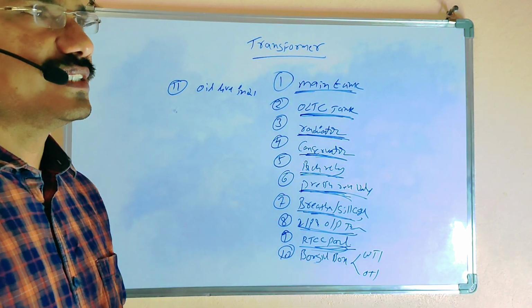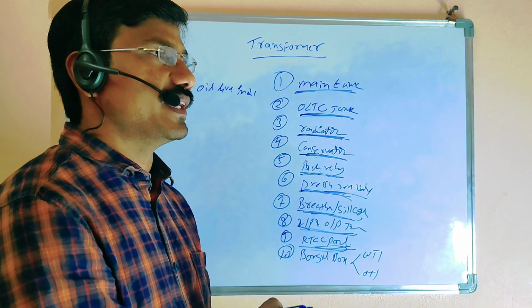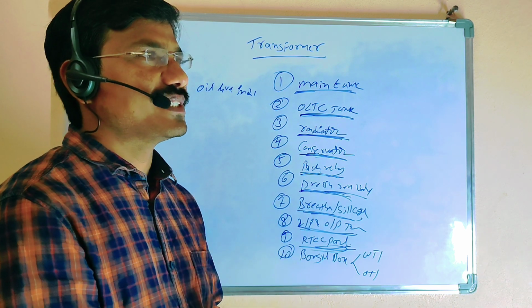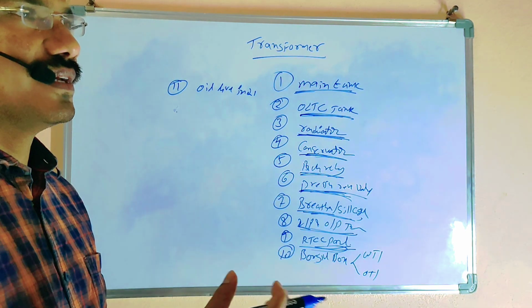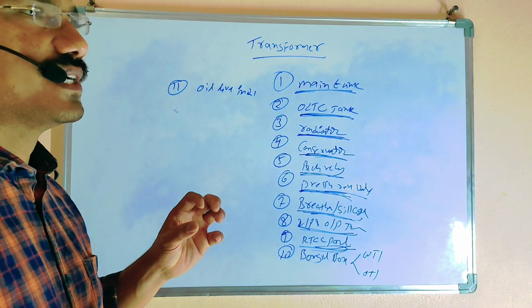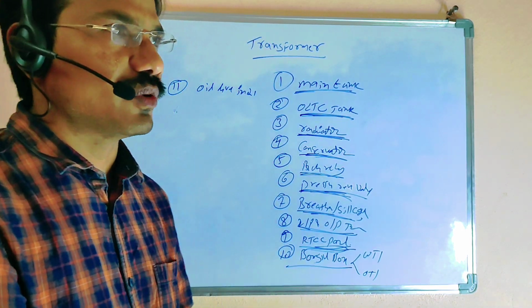And in the RTCC panel, some alerting messages are also displayed, means oil level low or high. Some alerting messages before tripping, with the help of buzzers or displays, are shown in the RTCC panel. And one more is the Marshalling box.